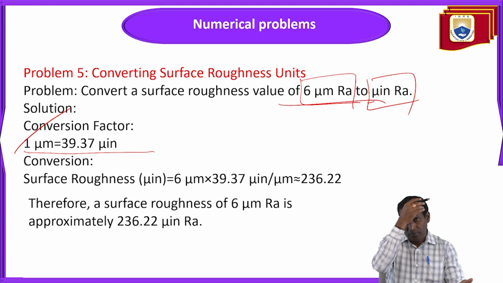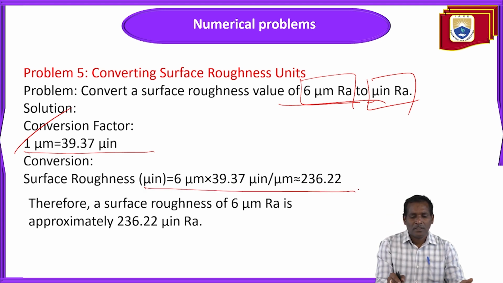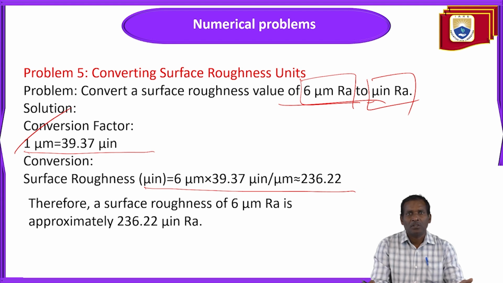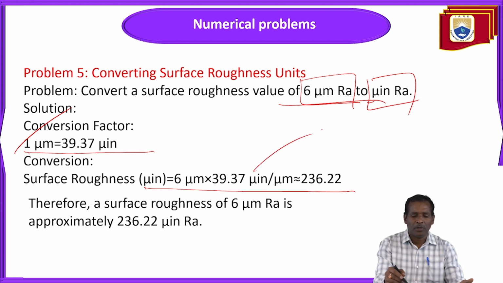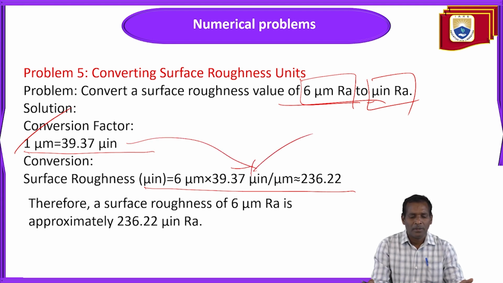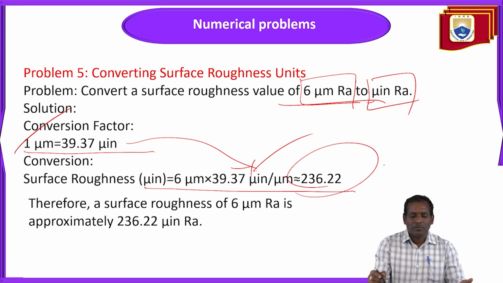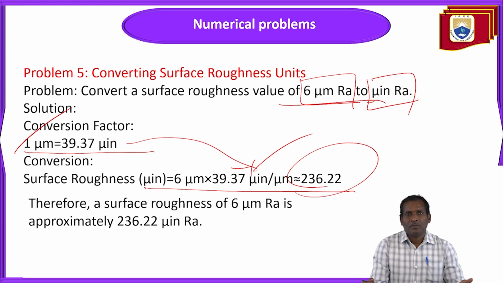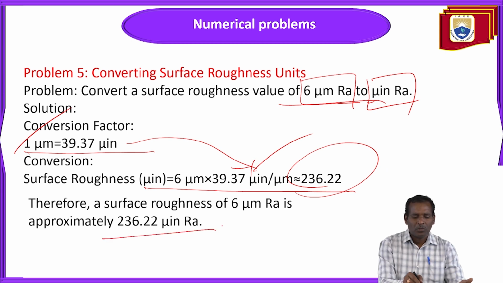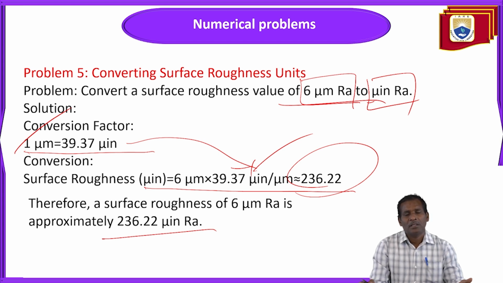The conversion: the surface roughness in micro inch is equal to 6 micrometer multiplied by 39.37. Substituting this value, you will get 236.22 micro inch. Therefore, a surface roughness of 6 micrometer Ra is approximately 236.22 micro inch Ra. So like this you need to calculate, converting surface roughness units.